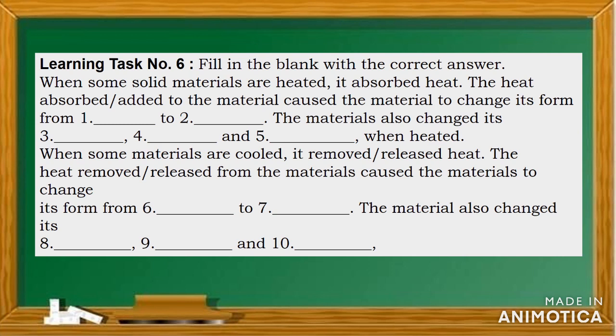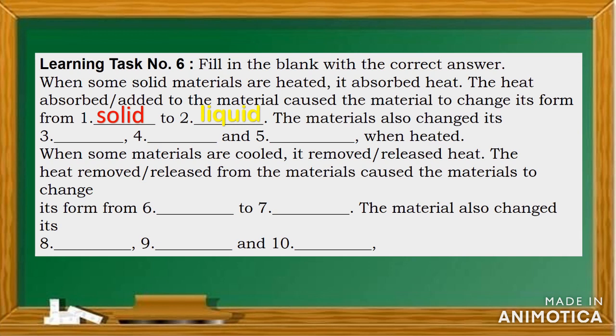Learning task number 6. Fill in the blank with the correct answer. Some solid materials are heated. It absorbs heat. The heat absorbed or added to the material caused the material to change its form from blank to blank. What will be your answer? For example, we have here an ice cube. Before heating, the ice cube is in the solid phase. After the ice cube absorbs heat, it will become liquid. So our answer will be, it changed its form from solid to liquid.